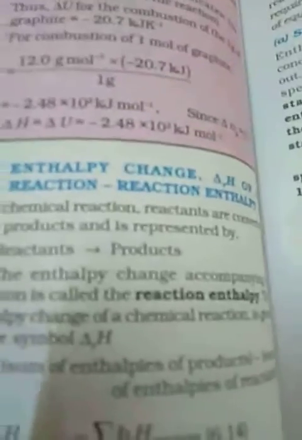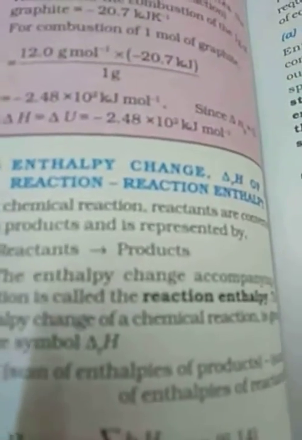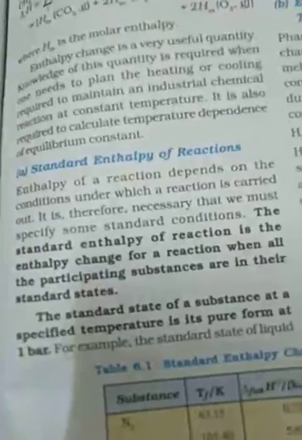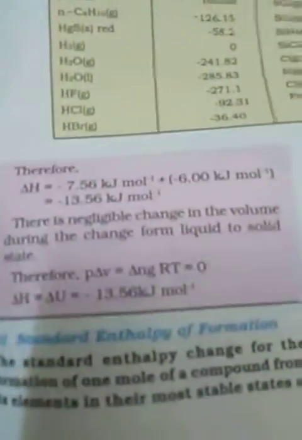Today's part is part 7. Day before yesterday I taught you, and today I am teaching you the next part, that is 6.4. We started with 6.4: enthalpy change, delta H of a reaction, reaction enthalpy, and standard enthalpy of reactions we did. Then enthalpy changes during phase transformation we did. Then we did standard enthalpy of formation. Now our next topic is thermodynamic equations.